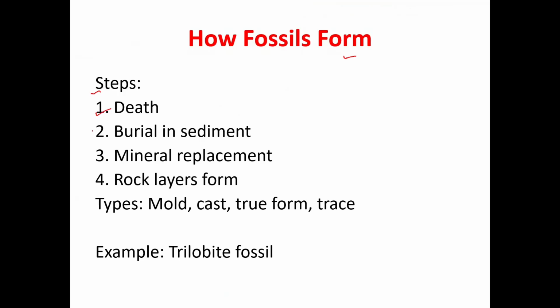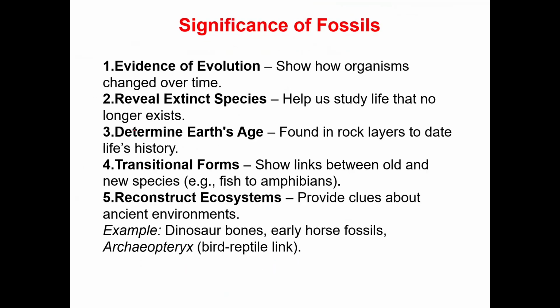Step one: death, burial in sediment, mineral replacement, rock layer formed. Type: it may be in the form of mold, cast, true form, trace. One example of a fossil is the trilobite fossil, it's a name. And what are the major significances of the fossil? Evidence of evolution: yes, we get some data, we get some knowledge, showing how organisms change over time.